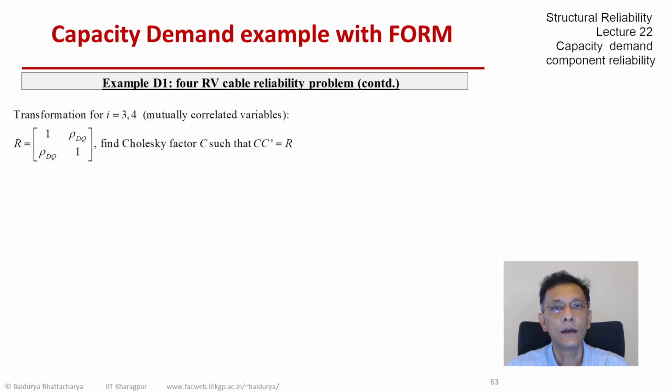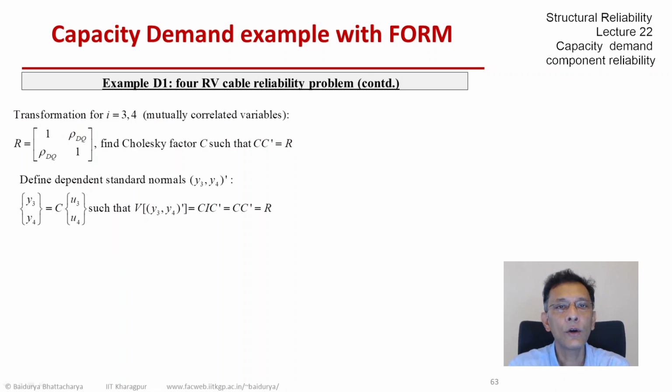So for x3 and x4, this is the correlation coefficient, rho DQ, and this is the correlation matrix: 1 in the diagonals and rho DQ in the off-diagonal positions. So as we discussed when we were discussing the Nataf transformation earlier in the previous lecture, we find the Cholesky factor C of R, so that C C transpose is equal to R, R being the correlation matrix of D and Q, or x3 and x4. Now we define dependent standard normal variables in terms of the independent standard normals. So x3 goes to y3 goes to u3, x4 goes to y4 goes to u4. So you remember that map.